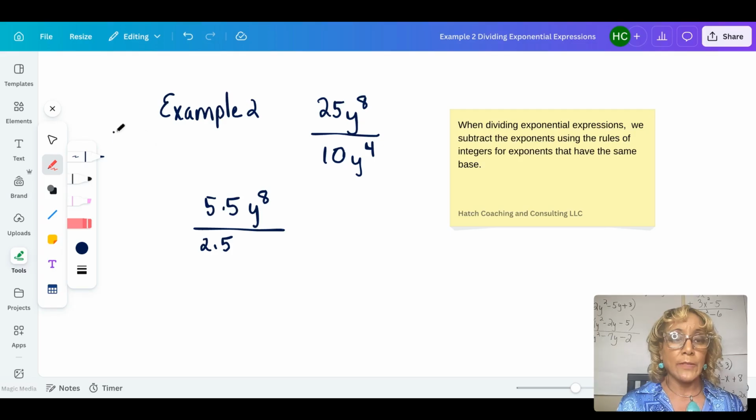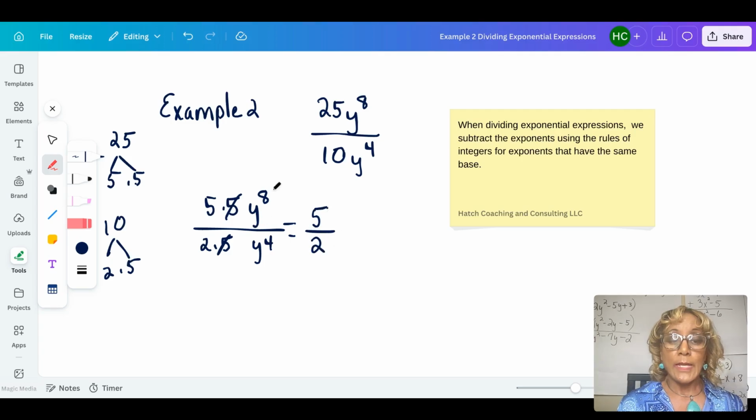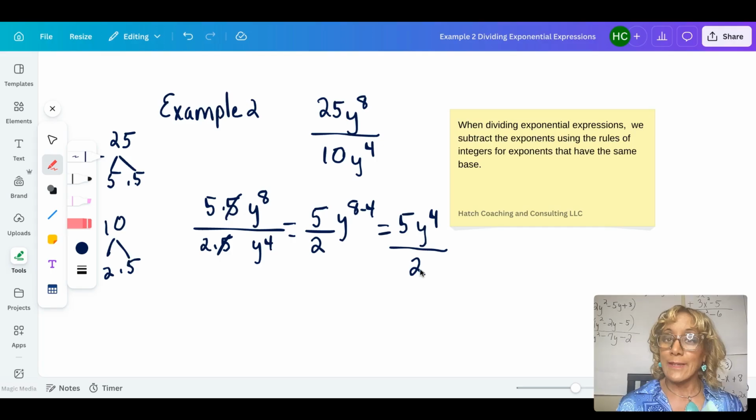If I were to break these down into prime numbers, all I did was break 25 down into 5 and 5, and I break 10 down into 2 and 5. Then I'll put my y to the 4th in the denominator. Now my 5's are going to divide out, and that'll leave me with 5 over 2. Since I have the same base y here, I'm going to subtract the exponents. So 8 minus 4 is going to give me 4. My final answer is 5y to the 4th all over 2. See how simple that was?